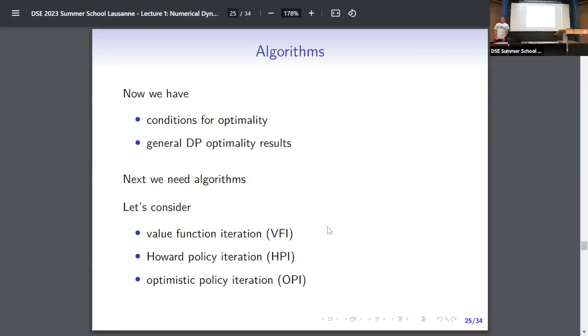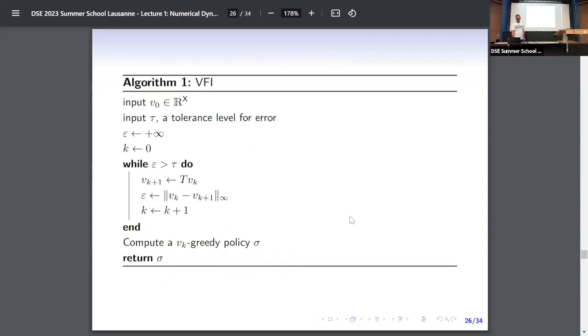Okay, so let's move on to algorithms. The algorithms we'll look at are value function iteration, Howard policy iteration, and optimistic policy iteration, as we said before. And we'll try coding them up and seeing how they perform.